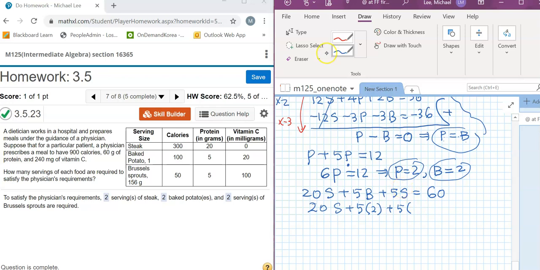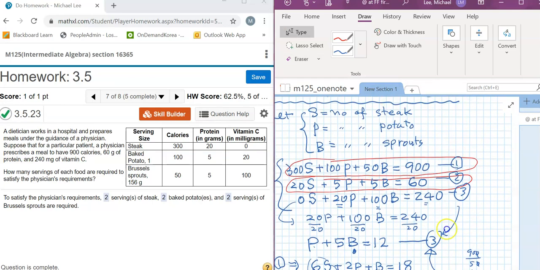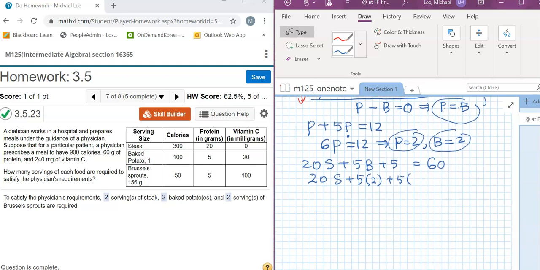P. Wait, what did I say? I got confused with the letters: S, P, B. This is P is 2. Yeah, it's 2, all the same. Okay, so this is 60.